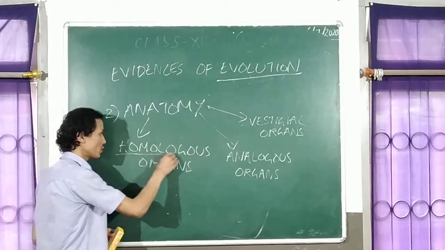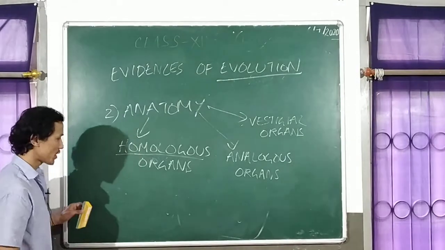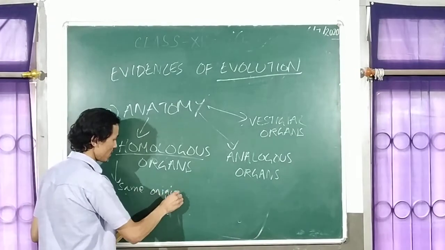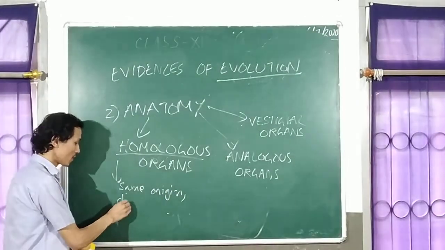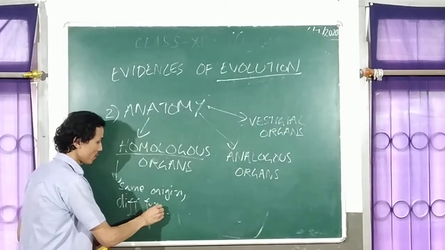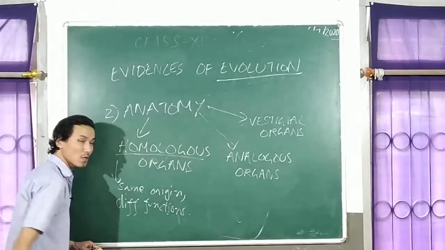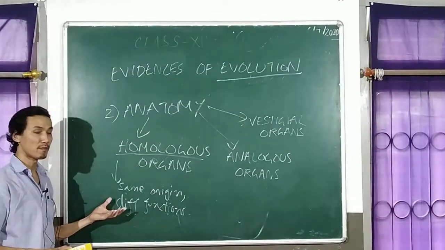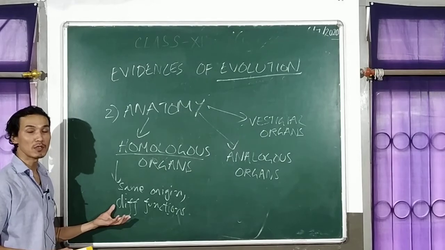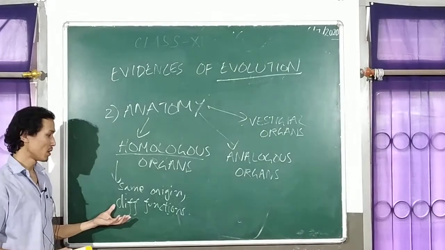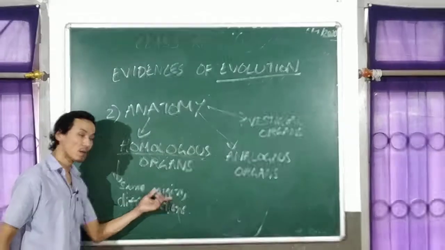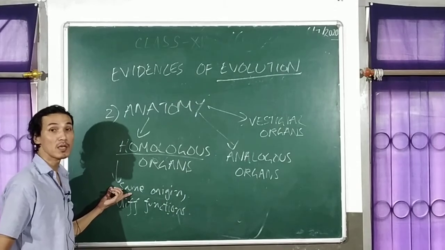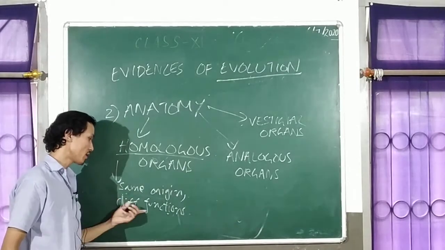By homologous organs, what it means is organs which have the same origin but serve different functions. Examples are the limbs of man, that is your hand. If you compare the limbs of man, that is the hand, with the limbs of animals, there are massive differences. But what is it? They all have the same origin. That means by origin, they have the same pattern or the same bone structure. But they serve different functions.